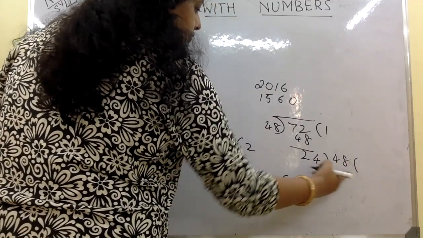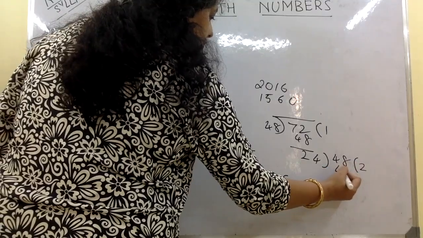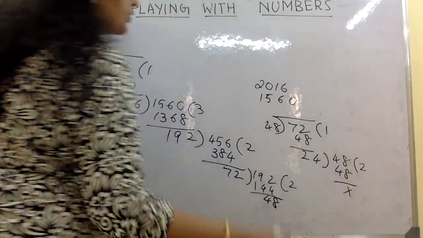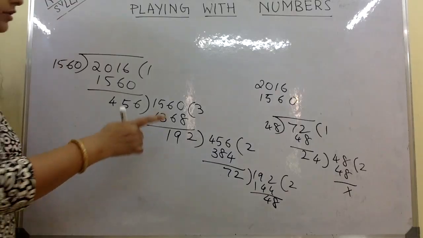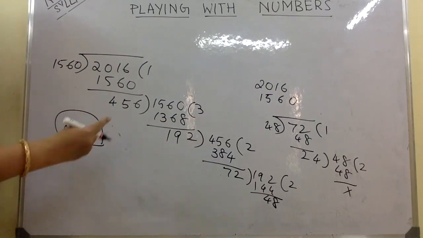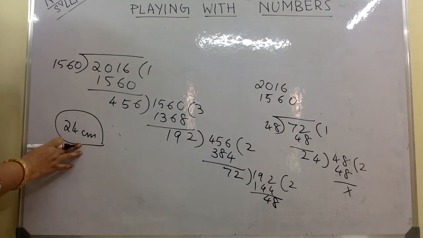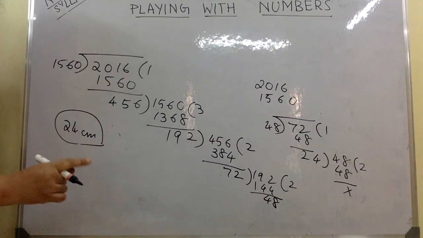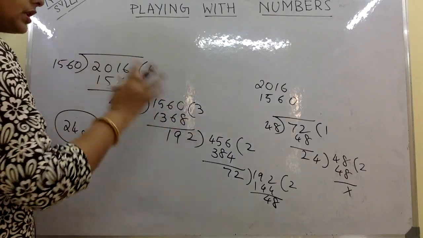Now see, this itself shows the sum is going correct. So my HCF of these two numbers comes to 24 centimeters. But that is not the answer. This is the side of the square. They didn't ask for the side. They said how many such tiles do we need.